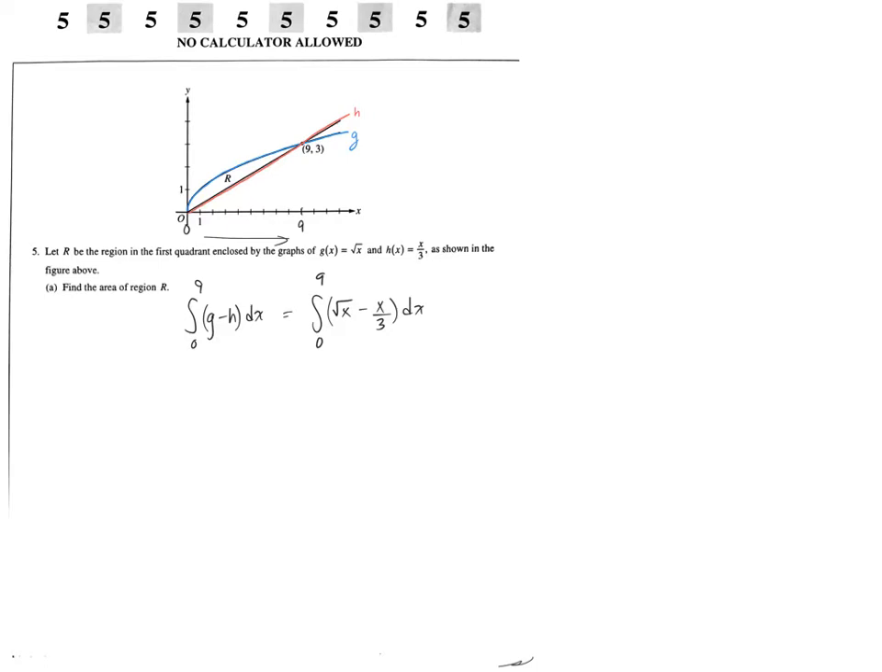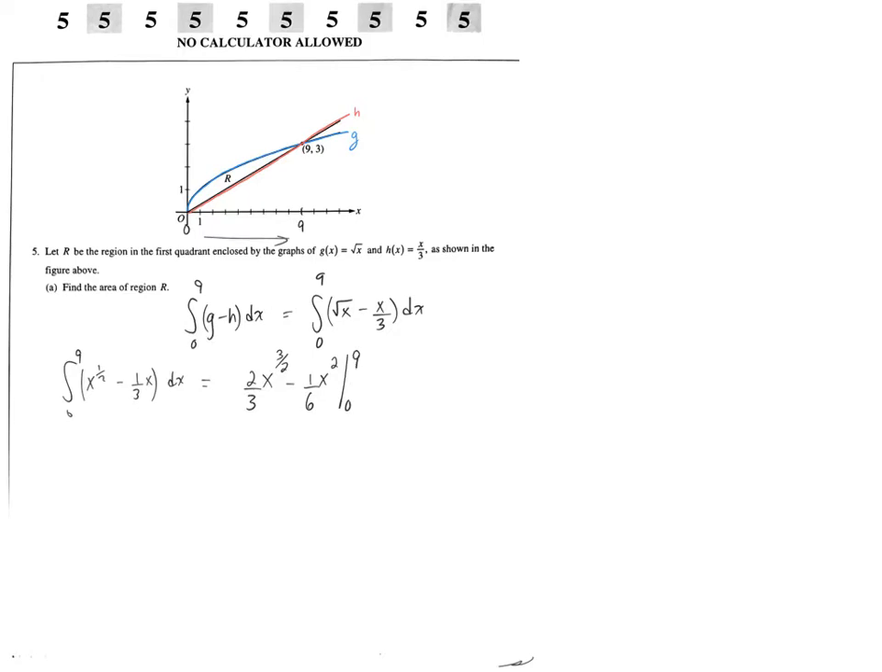So reminding ourselves that this is the integral from 0 to 9 of x to the 1/2, so we write it as a power function, minus 1/3 of x dx, we can now perform the integration. X to the 1/2 is going to become x to the 3/2 divided by 3/2, which is like multiplying by 2/3. Minus 1/3 x is going to become x squared divided by 2, but we've already got a 3 down there, so it's going to be 1/6 of x squared. And we're going to evaluate that between 0 and 9.